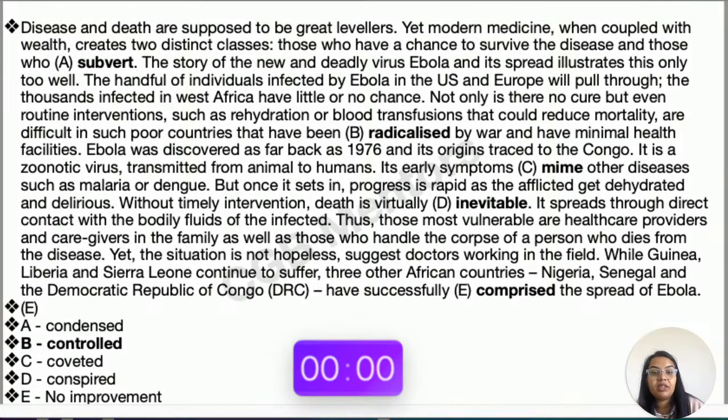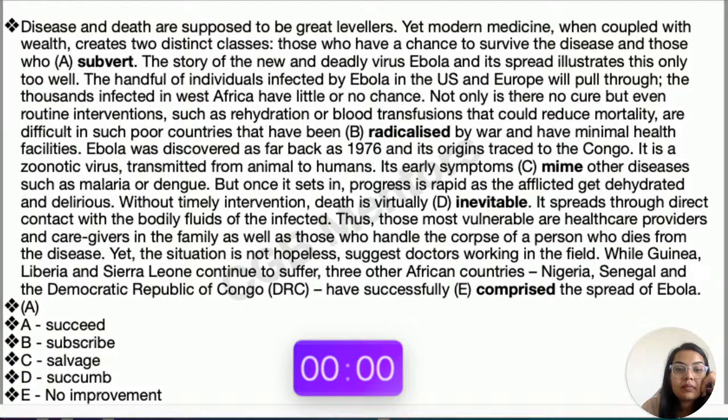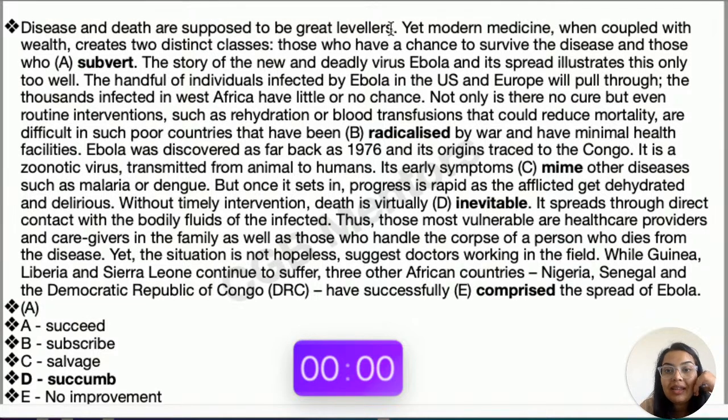Answer. Let's go into the explanation now. Okay, very good, guys. So, disease and death are supposed to be great levelers. Those who have a chance to survive the disease, and those who subvert.